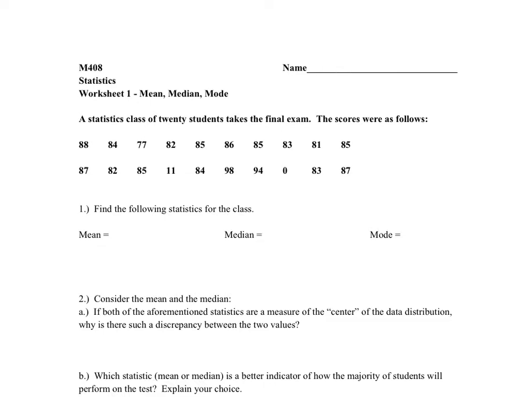Problem 1. A statistics class of 20 students takes the final exam. The scores were as follows. And for the first part, we need to find the mean, the median, and the mode. These are what we call the measures of central tendency. So take a moment and enter this data into your calculator and find the mean, median, and mode.